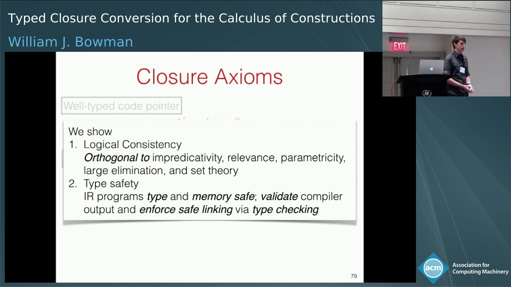We prove logical consistency of our target language, and our proof is orthogonal to all the things that we don't want. So it does not rely on impredicativity. It doesn't rely on relevance or parametricity or large elimination or set theory. We also prove type safety. So in this intermediate language, any well-typed program is type and memory safe. This means we can actually validate the output of our compiler to a certain degree just by type checking. And if you have a full functional correctness specification in your source, well, that's preserved. So you can actually do certifying compilation when you have the full spec. And we can enforce safe linking just by type checking at link time.